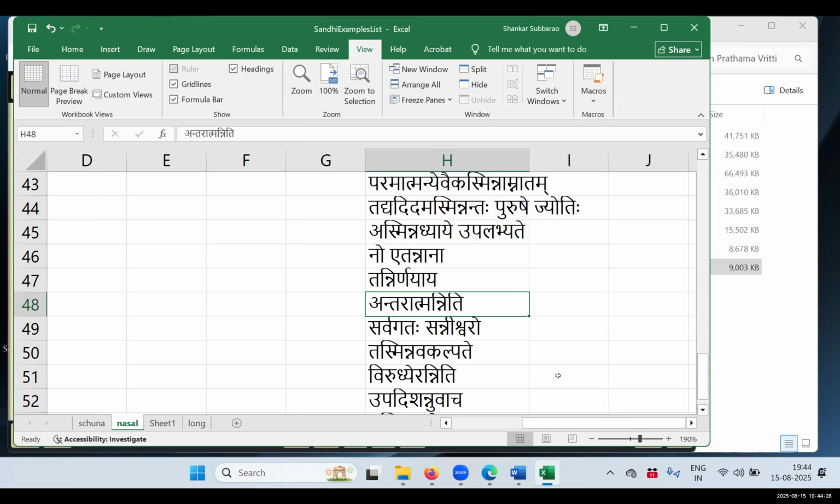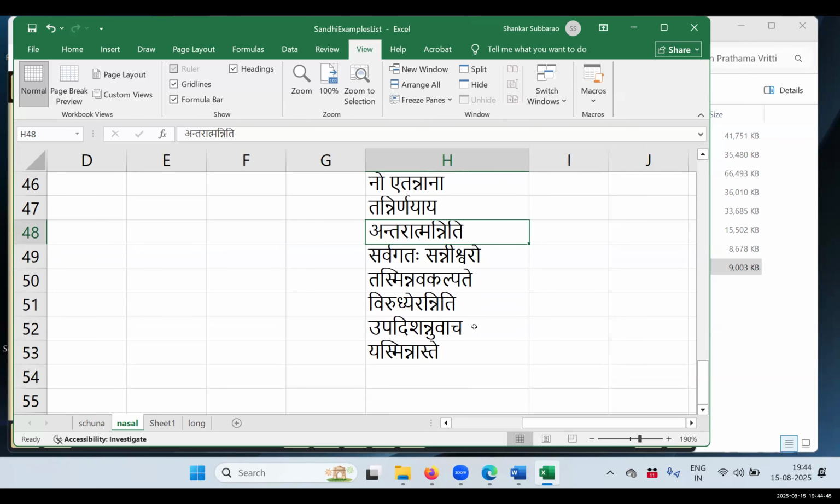Should have been antaratmaniti. Why antaratmanniti? Ngamo hrasvat achi gamun nityam. Antaratman iti antaratmanniti. Sarvagatah san ishvaraha. San ishvaraha. See that? Tasmin avakalpate. Virudhyeran iti. Yasmin naste. So you can see a lot of examples of this Namo Hrasvadachi, Namut Nityam.